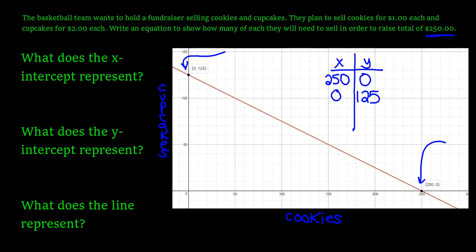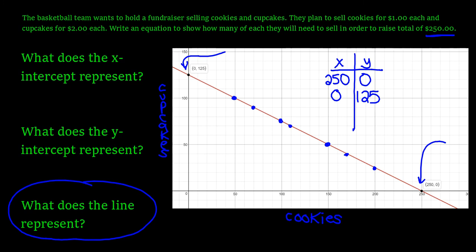Finally, what does the line represent? So that's kind of my favorite question on here. What does this line represent? You see this red line is connecting a lot of other points. There's a point going on right here, and there's a point going on right here, and there's one here, and there's one here, and there's all these different points, because that's all a line is, right? A line is just a collection of an infinite number of points.